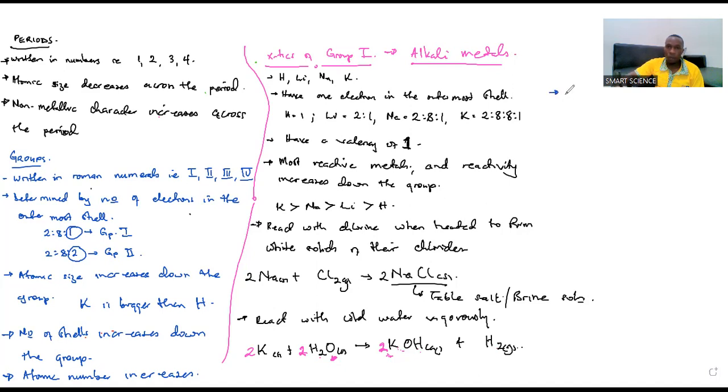Still in group 1, atomic size increases down the group. That's why potassium is bigger than sodium. Sodium is bigger than lithium, and lithium is bigger than hydrogen, because atomic size increases down the group.